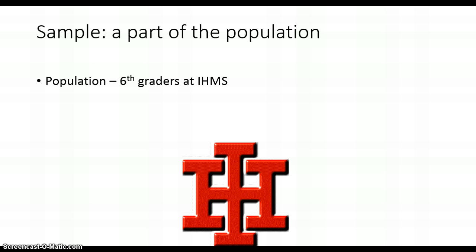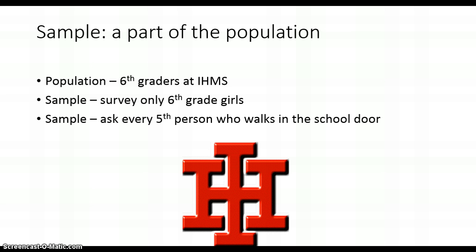Another example is if my population is the 6th graders at Indian Hill Middle School, I might take a sample by only surveying the 6th grade girls. Or to get a more unbiased result, I might ask every 5th person who walks in the door who is a 6th grader.